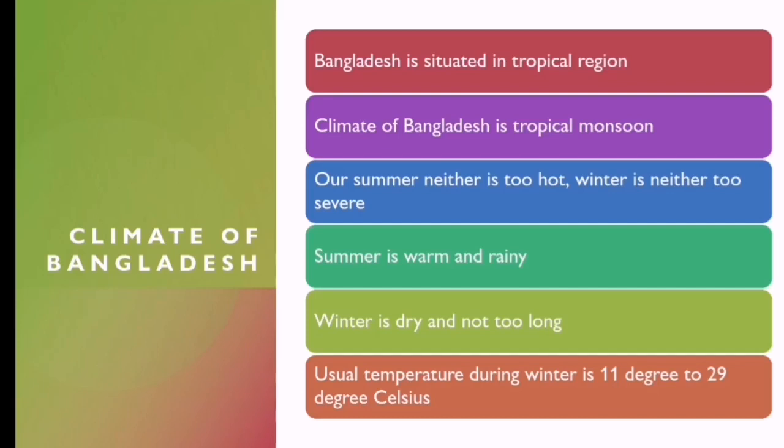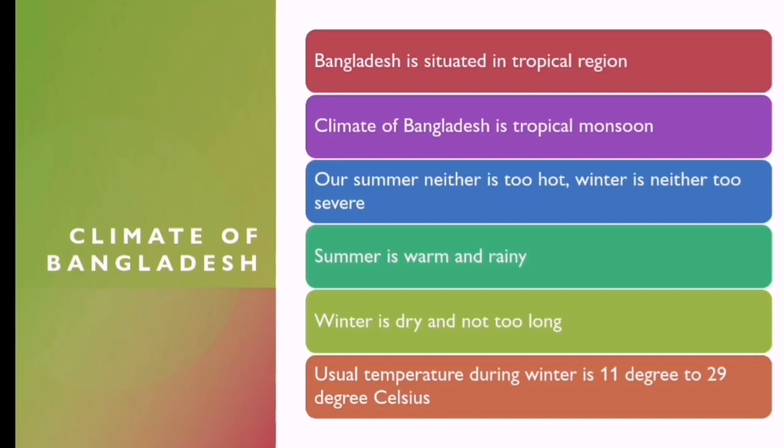We often experience rainfall during the summer, but in winter, rain rarely falls, and that is why we have a dry winter. Geographically, we have the Himalayas to protect us from the chill wind coming from the north during winter, and for this reason, the length of winter is not too long as well. During winter, the usual temperature stays between 11 degrees to 29 degrees Celsius. But in extreme cases, sometimes it comes down to 4 to 5 degrees Celsius.